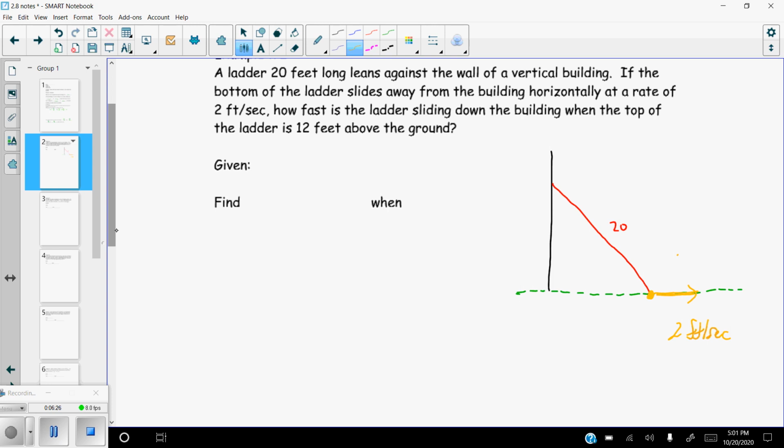How fast is the ladder sliding down the building? So we're looking to figure out how fast this thing is coming down the building when the top of the ladder is 12 feet above the ground. So it's telling me that at the instant that I want to know how fast this thing is sliding down the building, this thing right here is 12 feet above the ground. It should be feet right there for the 20.